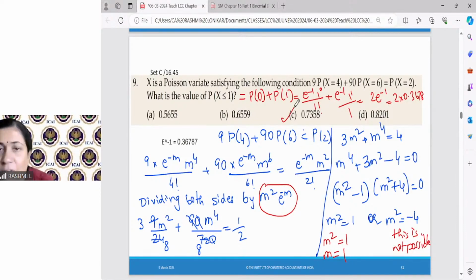Okay. Has everybody understood this? Yes. Okay. So I think we have done with the Poisson, and after the break, we will be going in for the normal distribution. Okay. Can we take a break, Mohit?